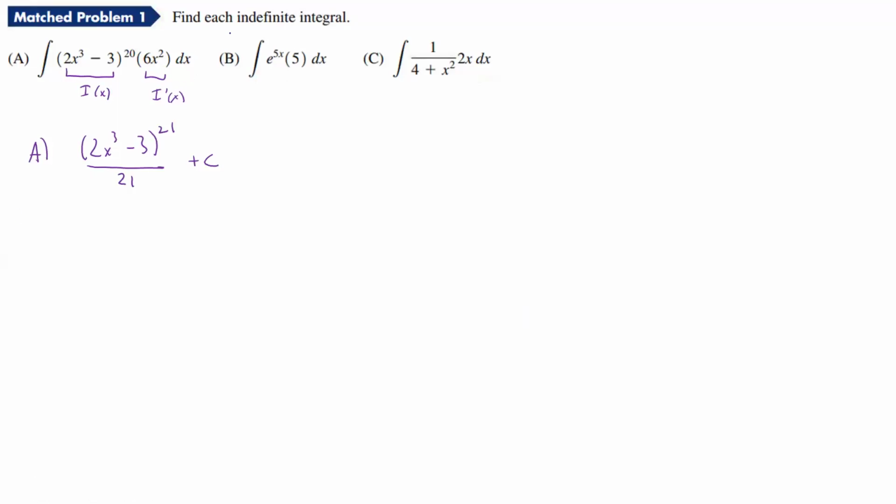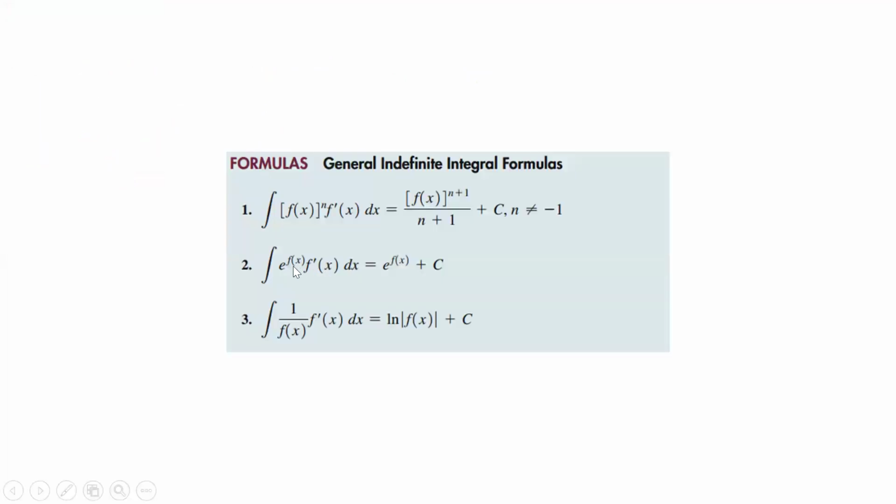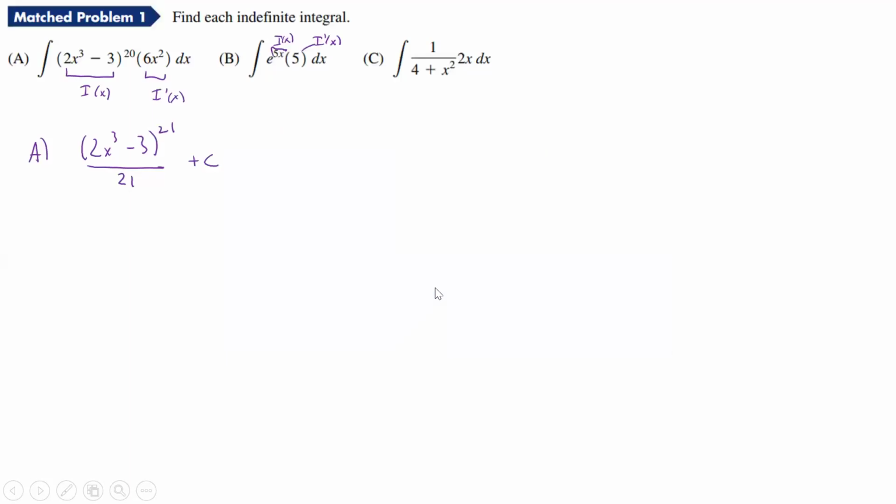Now b, what about it? Well, now our inside function kind of is this 5x. That's kind of our I of x, and this is our I prime of x. And so this relates to this function. Okay, so that's our f of x, that's our f prime of x, or I, however you want to look at it. And now it's just going to be e to the f of x plus c. So b is going to be just e to the 5x plus c.